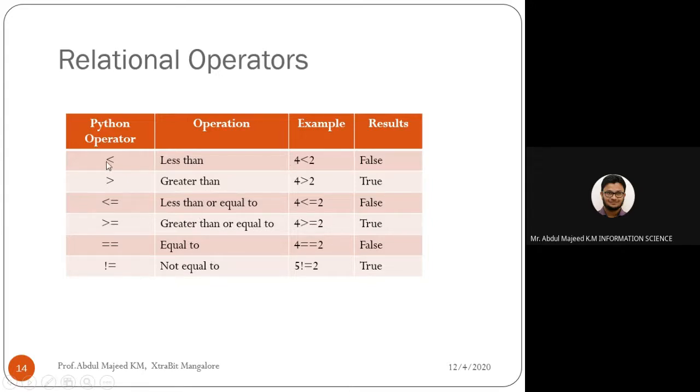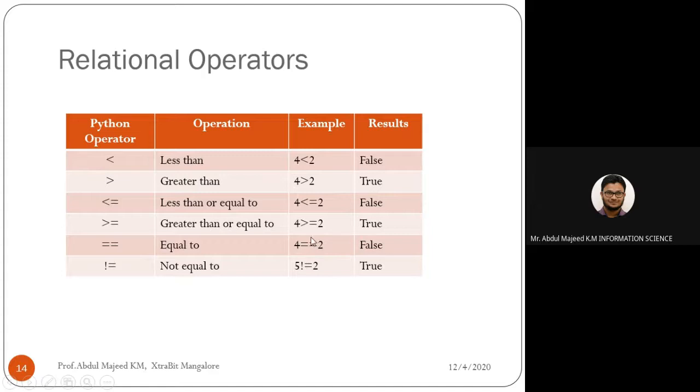Okay, so less than, example 4 less than 2. It will return false. Why? Because 4 is not less than 2, so false. Similarly, 4 greater than 2 will return true because 4 is greater than 2. 4 less than or equal to 2 will return false because 4 is not less than or equal to 2. Here 4 greater than or equal to 2 will return true. Why? Because 4 is greater than 2.